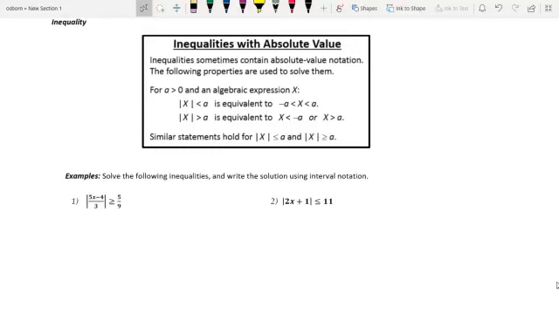So for a greater than 0 and an algebraic expression x, the absolute value of x is less than a is equivalent to negative a is less than x, which is less than a. The absolute value of x is greater than a is equivalent to x is less than negative a, or x is greater than a. Now note that with the less than sign you could replace it with a less than or equal to, and with the greater than sign you could replace it with a greater than or equal to, and the same thing would apply.